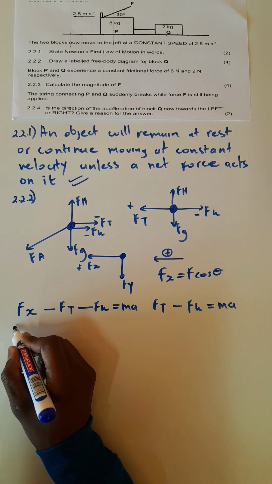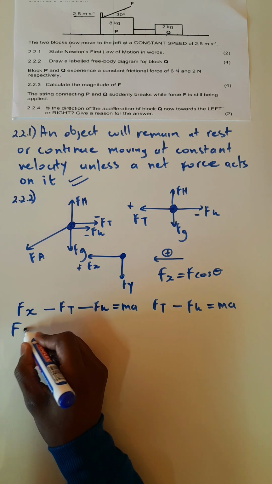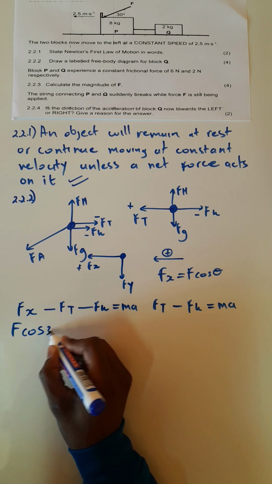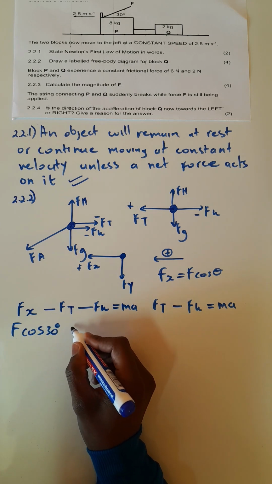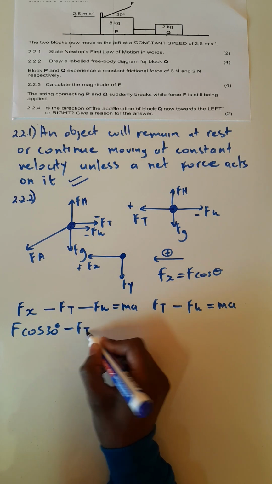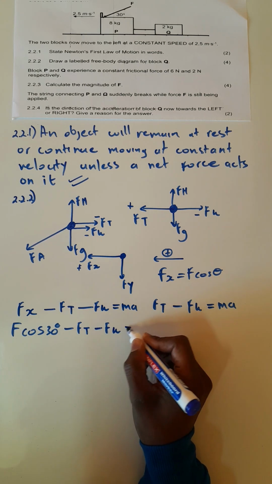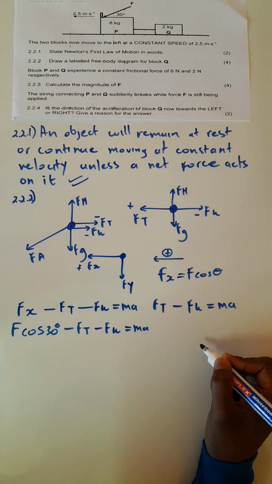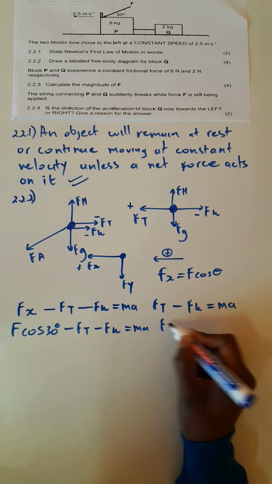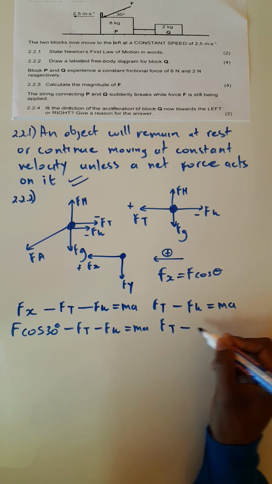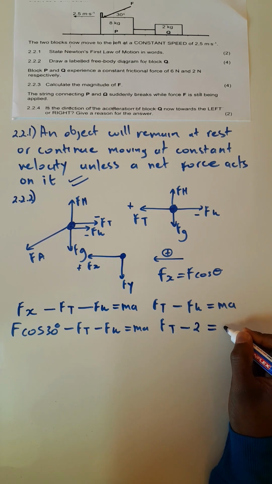It means for this one, we're going to have the force that we're trying to calculate multiplied by cos of the angle there, minus Ft, minus the frictional force there, and is equal to Ma there. And then for this one, we're going to have tension. Let's substitute the friction. The friction is 2, and the mass is 2.